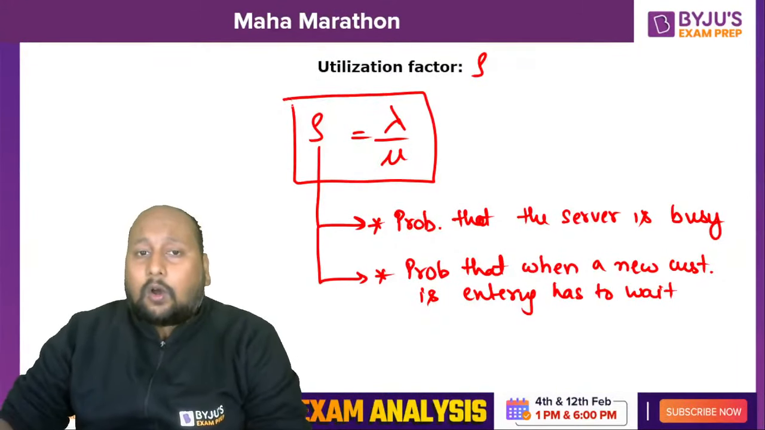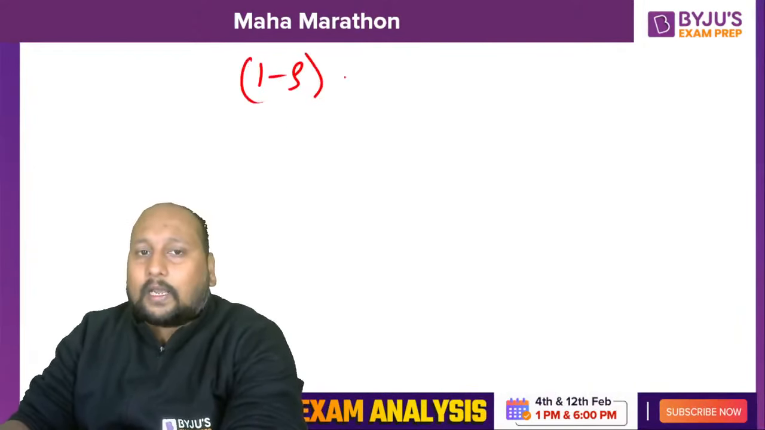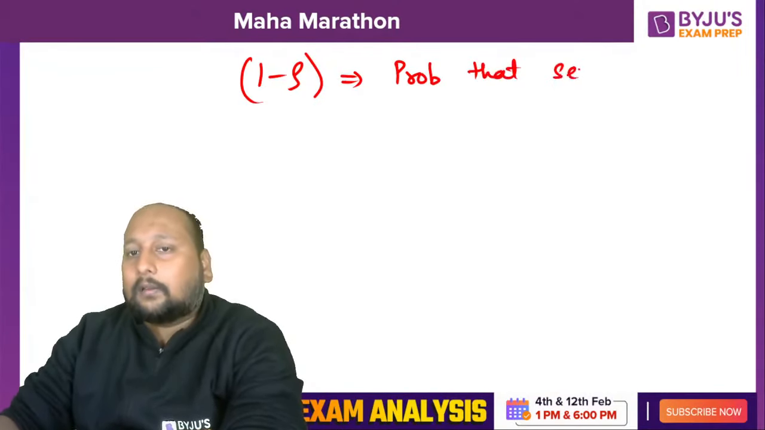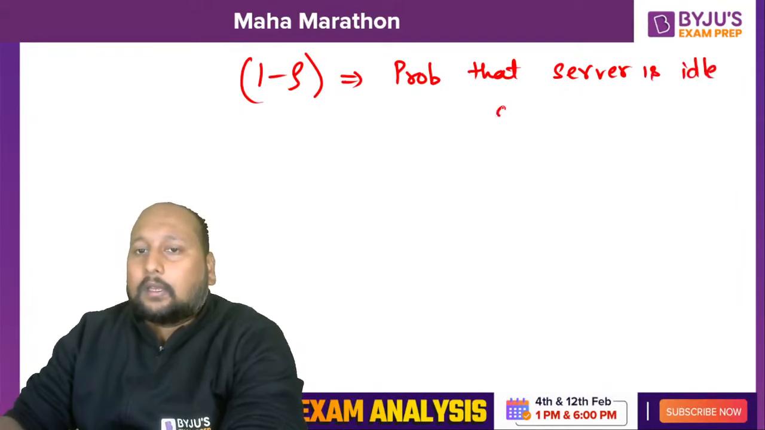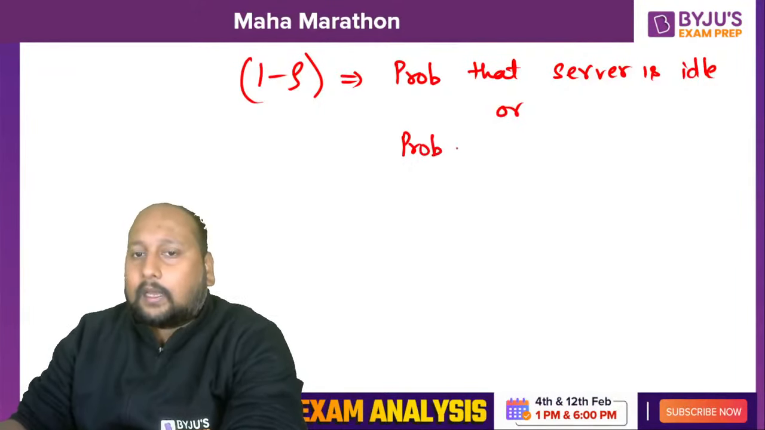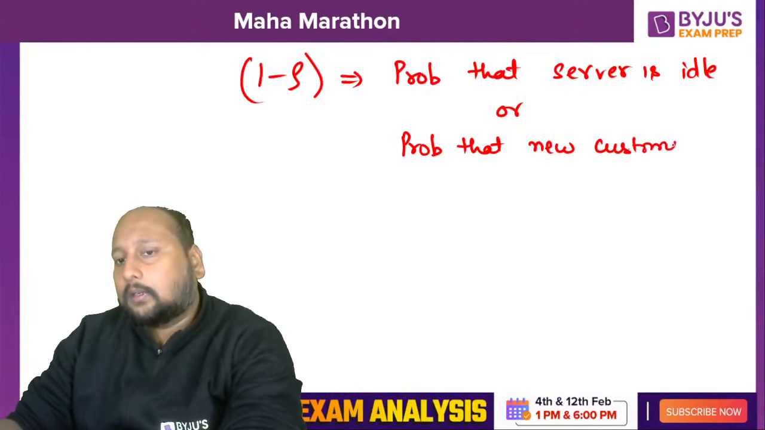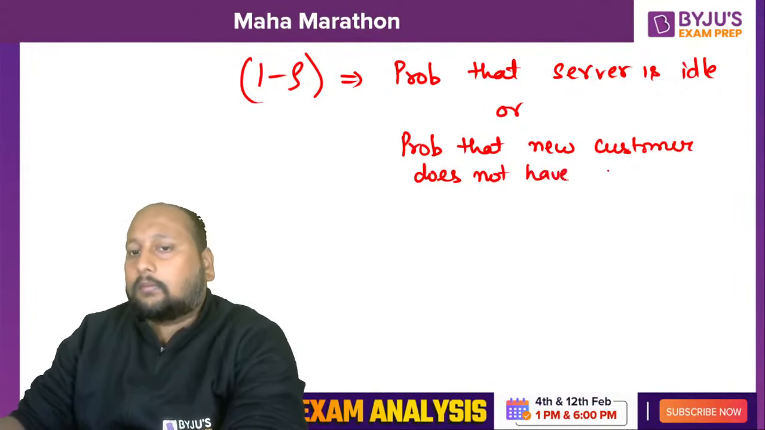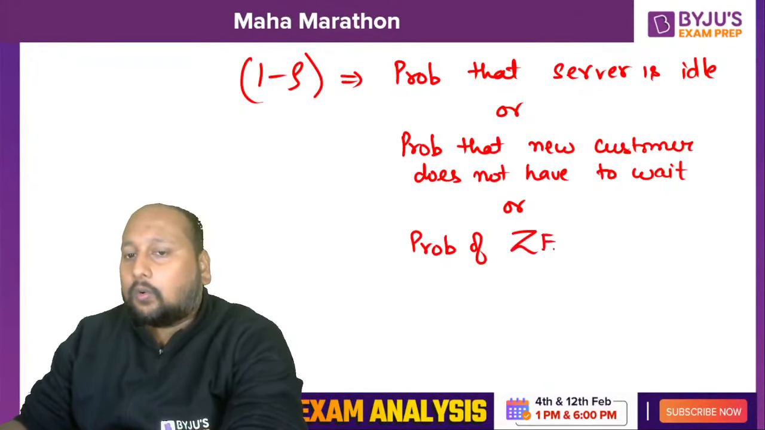Now, this is all about probability. So I can say, what is 1 minus rho? It is the probability that the server is idle. Or I can say the probability that a new customer does not have to wait, right? Or can we say that this is the probability of zero customers?